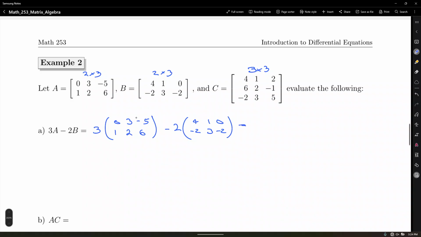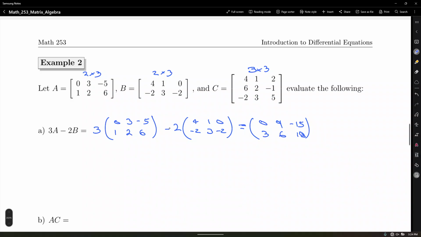So let's multiply all the entries of the first matrix by 3. That's going to give us the following. 0 times 3, that's 0. 3 times 3 equals 9. Negative 5 times 3, that's negative 15. And 3 times 1 is 3. 3 times 2 is 6. 6 times 3 is 18.